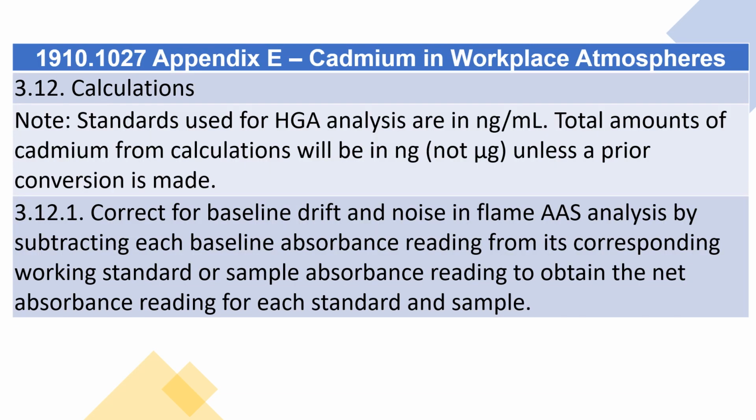3.12. Calculations. Note, standards used for HGA analysis are in ng/ml. Total amounts of cadmium from calculations will be in ng, not µg, unless a prior conversion is made. 3.12.1. Correct for baseline drift and noise in flame AAS analysis by subtracting each baseline absorbance reading from its corresponding working standard or sample absorbance reading to obtain the net absorbance reading for each standard and sample.